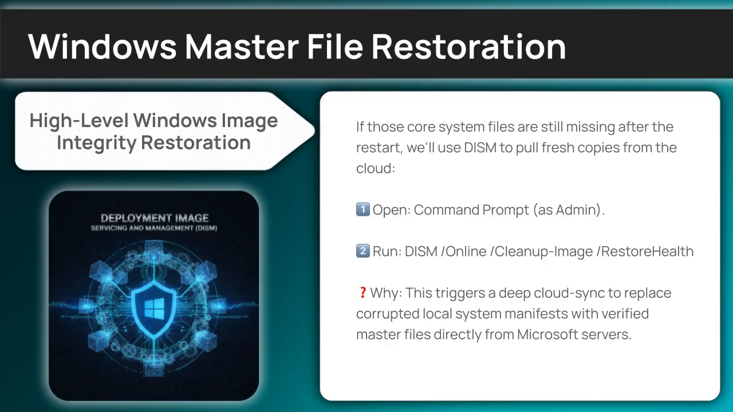If those core system files are still missing after the restart, we'll use DISM to pull fresh copies from the cloud. First, open command prompt as admin. Second, you're going to type DISM /online /cleanup-image /restorehealth, then hit enter. Why are we doing this? Well, this triggers a deep cloud sync to replace corrupted local system manifests with verified master files directly from Microsoft servers.